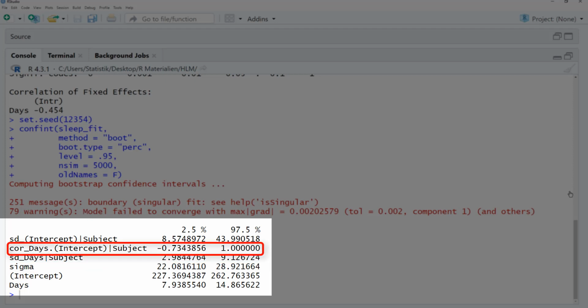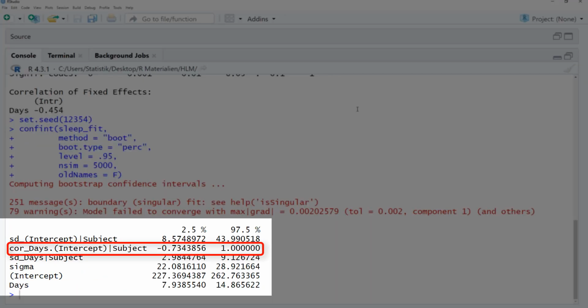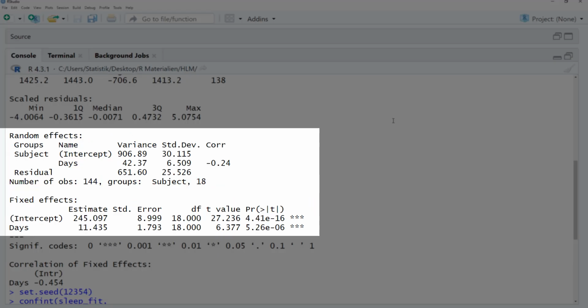Cor days intercept, this is the random correlation. This parameter here, so the correlation between the two random effects. And here we can see this correlation was not significant. And as a last random effect, the sigma, that is the random error on level 1, that's not terribly interesting. And if you report your model, you would report those confidence intervals in addition to the parameter estimates.